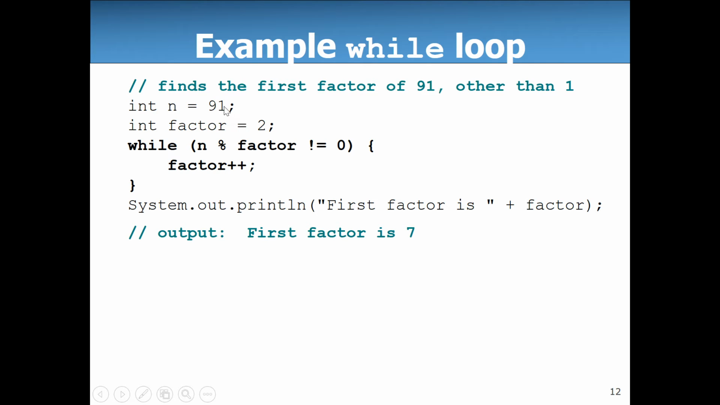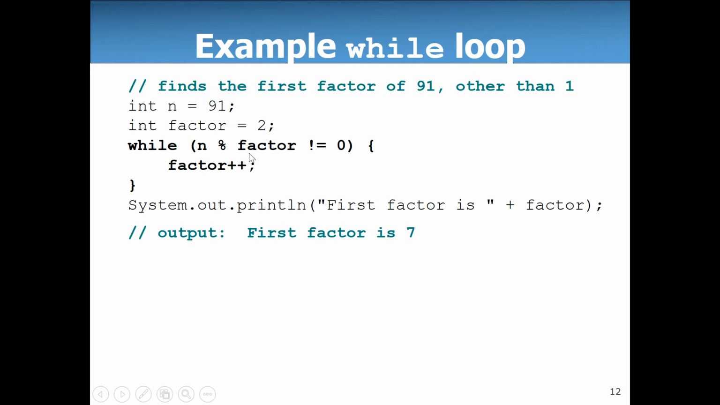So first we check, is 91 divisible by 2? No, it's not, so we keep going. So it goes up, and is 91 divisible by 3? No, it's not, so we keep going. Is 91 divisible by 4? It's not, so we keep going. Is it divisible by 5? It's not, so we keep going.